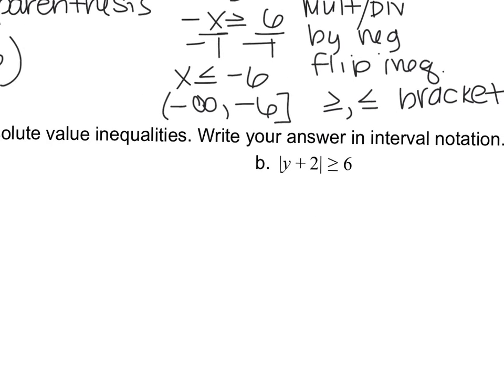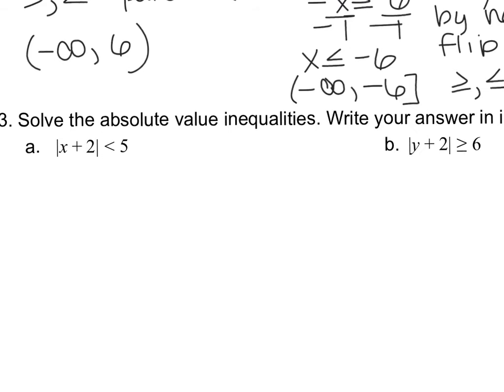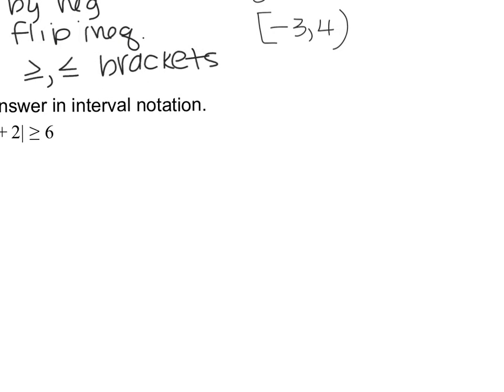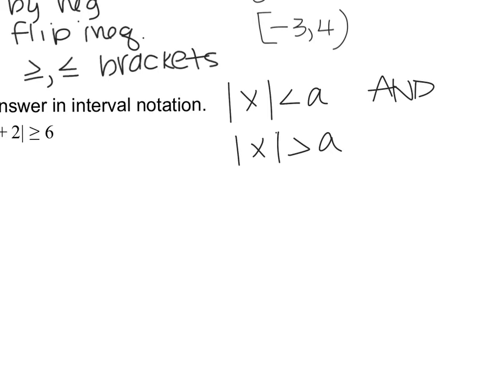The last thing we're going to look at is solving absolute value inequalities. There are two different types of absolute value inequalities. It's if the absolute value of x is less than a value a, or if the absolute value of x is greater than some value a. Anytime you have the absolute value is less than, that's going to be an and compound inequality. And if you have greater than, that's going to be an or compound inequality.